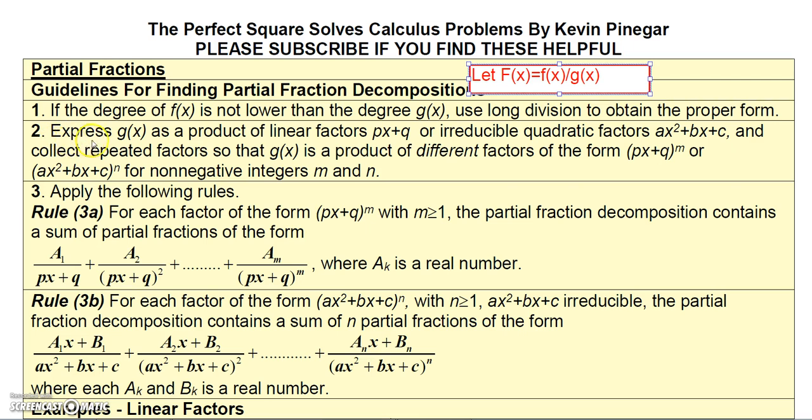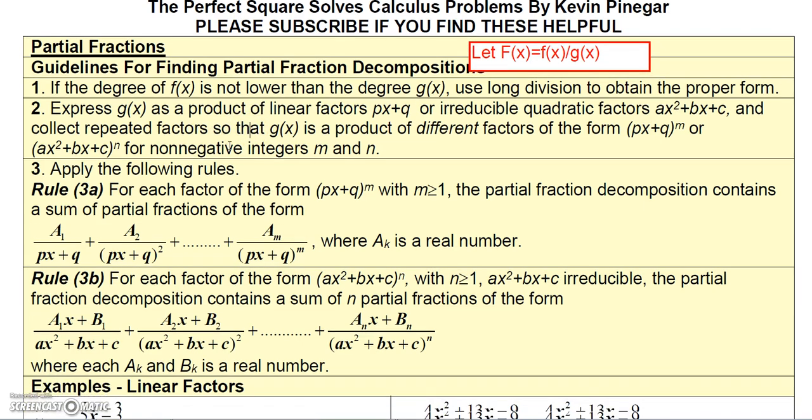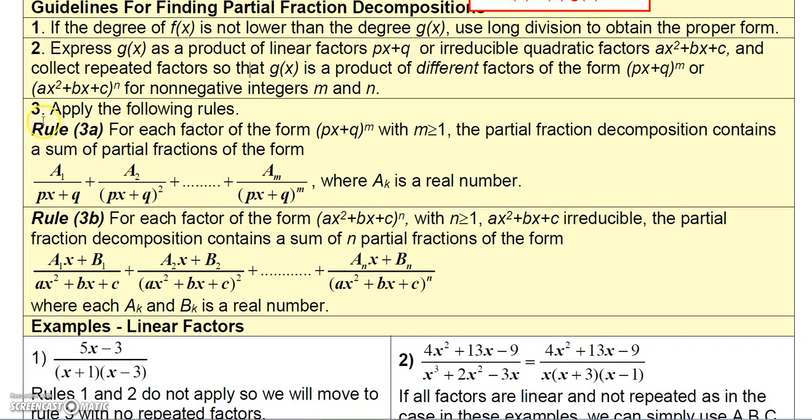Okay? So now the trick here is to express the denominator as a product of linear factors px plus q, or irreducible quadratic factors, which just means they can't be factored. And then also, if we have repeated factors, we'll have more terms. And so let me just show you how this works. So I'm going to start you on this case I call 3a here.